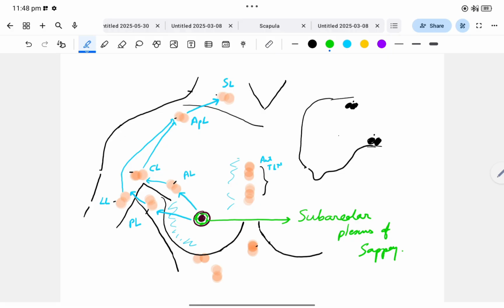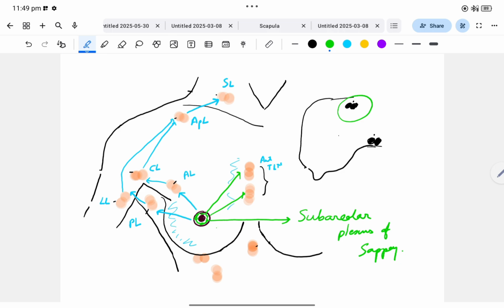So from here they will drain to the anterior and pectoral group of nodes. See, from here they drain to the anterior lymph node and pectoral. The pectoral lymph node was this. They drain from these two parts.